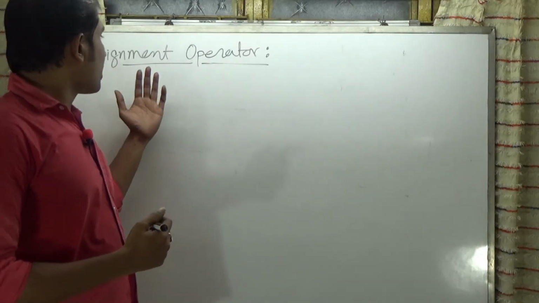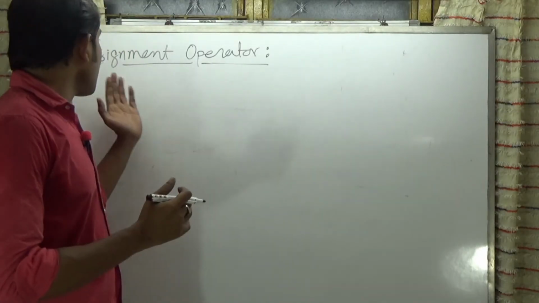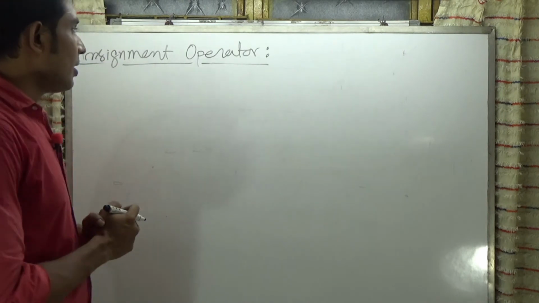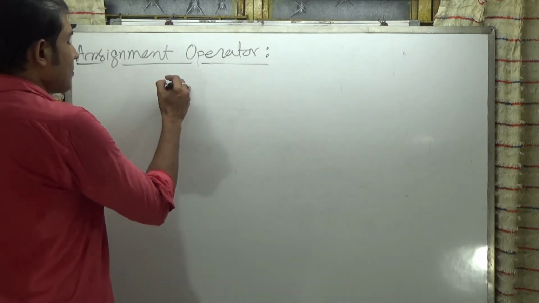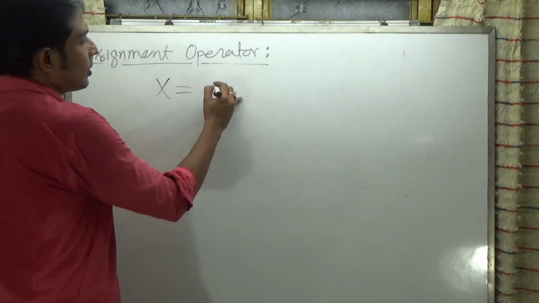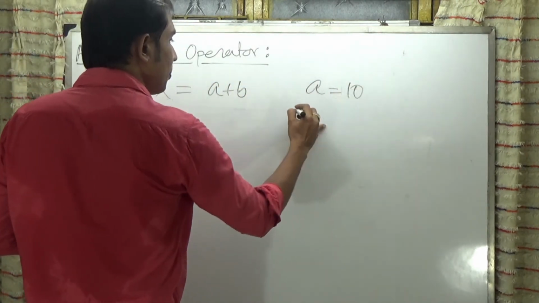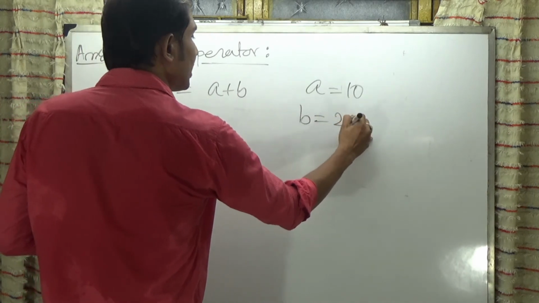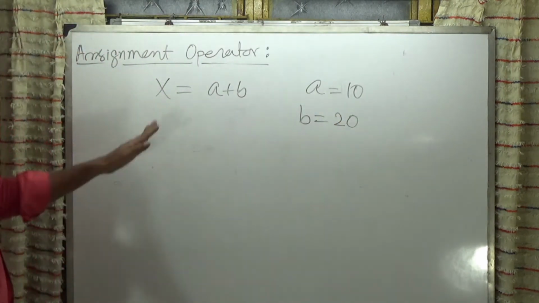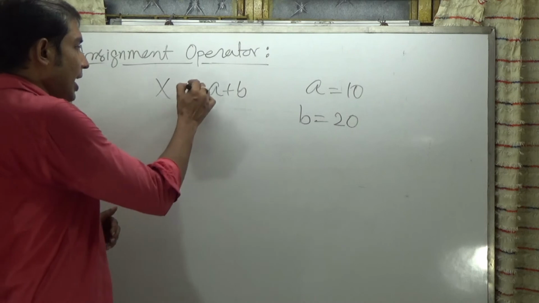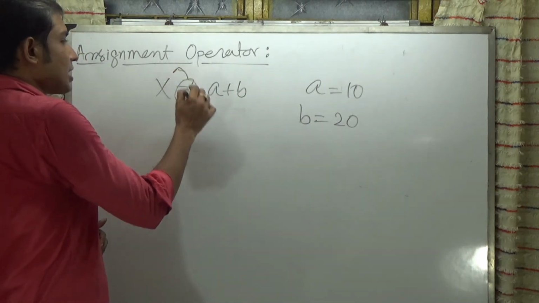Now I come to the next operator, which is known as the assignment operator. In mathematics, many times we have written already that x equals a plus b, or a equals 10, or b equals 20, or 30, any kind of values. So this equal sign represents the assignment operator.